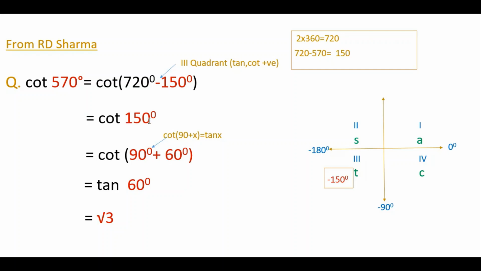And that is equal to, here, 150 degrees. Again, you can write it as cot of 90 degrees plus 60 degrees, because you don't know the value of 150 degrees. So you can split this angle as 90 plus 60 degrees. So here cot of 90 plus 60 degrees. With 90 degrees plus, you have to change the trigonometric function. I have already told this.